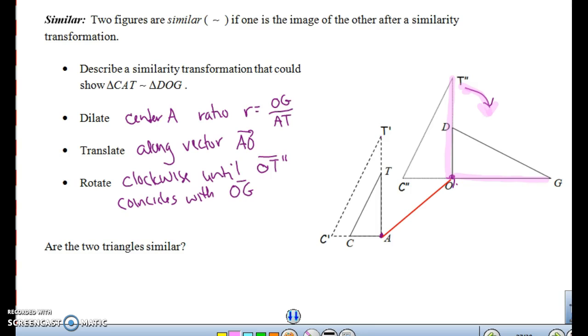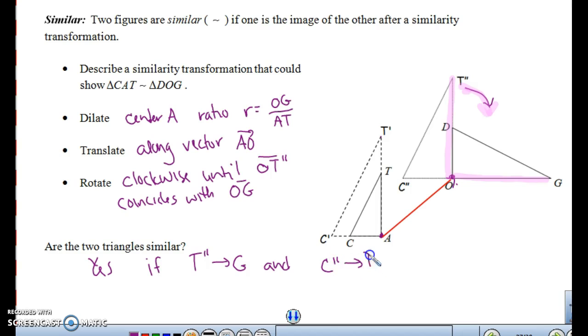So, are these two triangles similar? Yes, they are. If we know that A ends up at O no matter what, then we would want T double prime, this point right here, to end up at G, and C double prime, this one right here, ends up at D. If any of these don't happen, then the triangles are not similar.